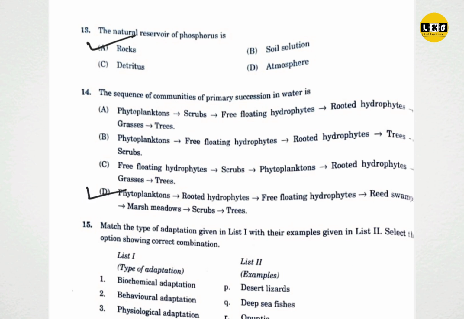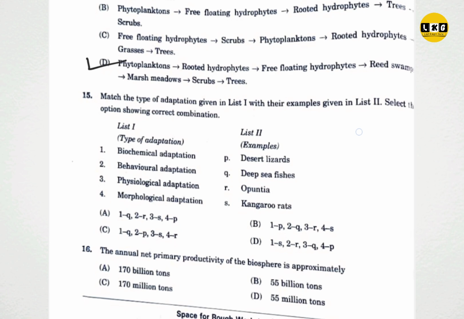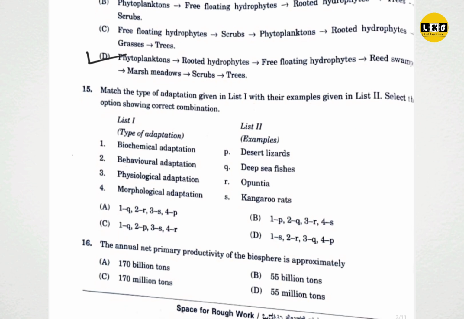Next, 15th one. Match the type of adaptation given in list 1 with their examples given in list 2. So first comes biochemical adaptation. Biochemical adaptation we can see in deep sea fishes. Next, second one, behavioral adaptation. Behavioral adaptation is seen in desert lizard. Next, physiological adaptation. Physiological adaptation is seen in kangaroo rats. Then morphological adaptation in opuntia. So the right option is C, 1Q, 2P, 3S and 4R.